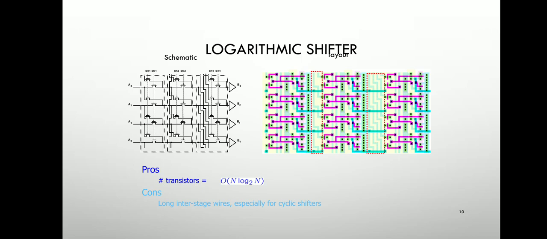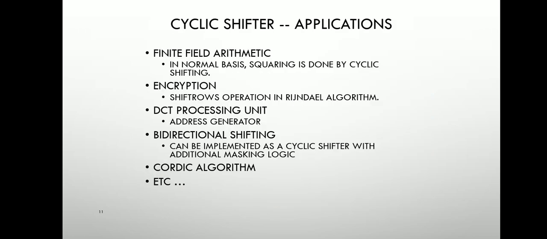In the case of the logarithmic shifter, we have pros and cons. It contains a number of transistors equal to O(n log 2n), and the cons is long interstage wires, especially for cyclic shifters. The target of the optimization is mainly used for requirements of shifting the smaller numbers to the right by increasing its exponent.